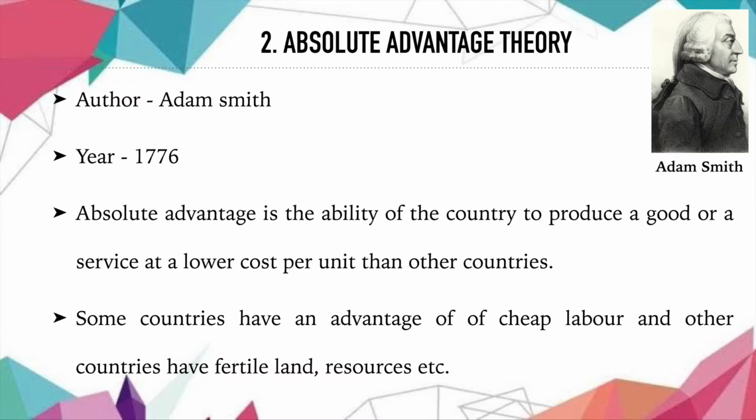Some countries are strong in labor, right? Now India is a populated country, so we have labor abundance. Whereas other countries are capital intensive. They have more capital, machines, and technology. So that way some countries have a difference in their resources.